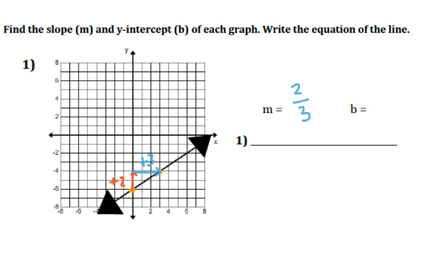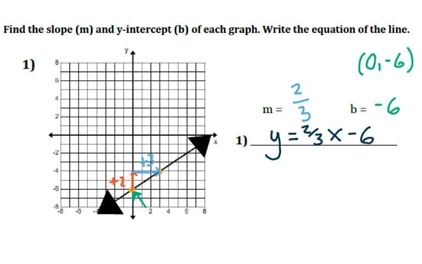So 2/3. Now the y-intercept, we're looking for the point where the line that's graphed here crosses the y-axis. And that's right here. This is a point right here. And that point is 0, negative 6. Now we write it this way. So the b is the y value of the point. So it's just the negative 6. Now to write this in slope-intercept form, or as an equation, we do y equals 2/3 x minus 6.